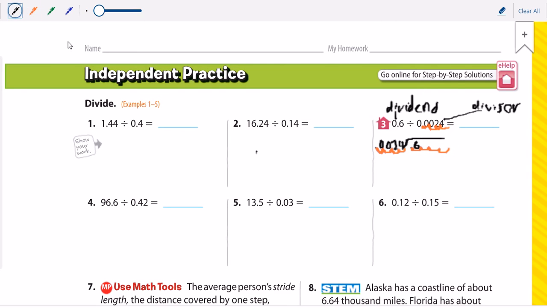Now I've got these 3 spaces here. Well, I have to fill those with zeros, remember? So 0, 0, and 0. And my decimal would be right here now. So if I was going to move it up, I would move it up to the top, right there behind the 6,000. So essentially now my problem has gone from 0.6 divided by 0.0024 to 6,000 divided by 24.